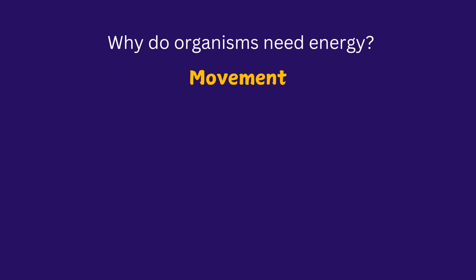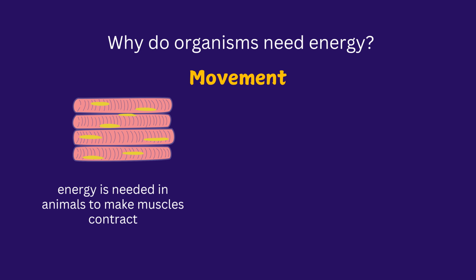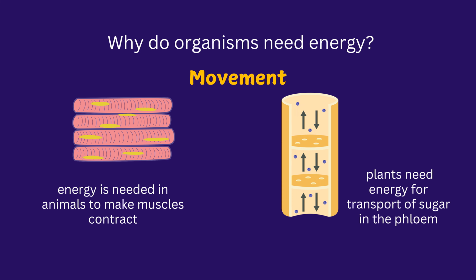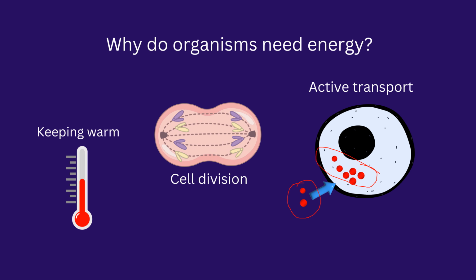Living organisms also need energy for movement. For example, in animals, energy is needed to make muscles contract. And remember, when muscles contract, movement takes place. In plants, energy is needed for transport of sugar in the phloem. Energy is also needed for active transport. Remember, active transport is the movement of ions from low concentration to high concentration, and so energy is needed for that. Energy is also needed for cell division and also to keep warm.